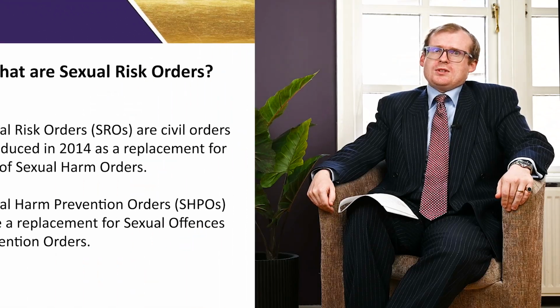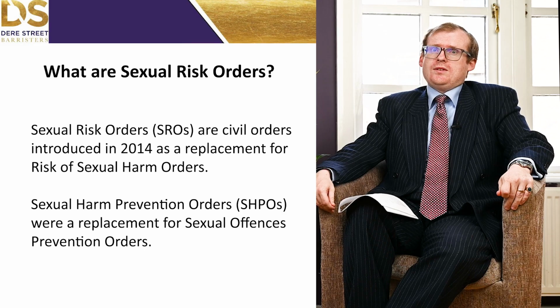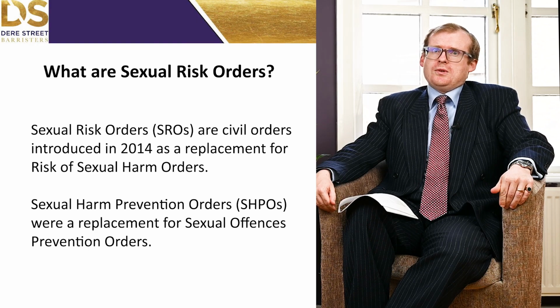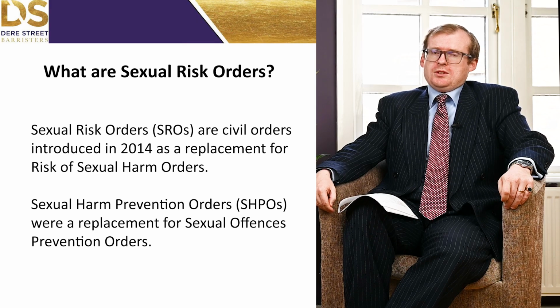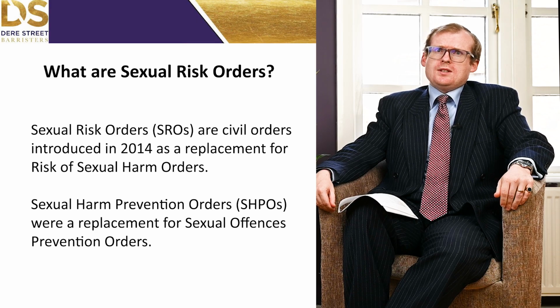So, sexual risk orders, or SROs, are civil orders that were introduced in 2014 as a replacement to the risk of sexual harm orders, as SHPOs were a replacement for sexual offences prevention orders. These allow individuals to be subject to a wide-ranging set of restrictions without any need for a criminal conviction.